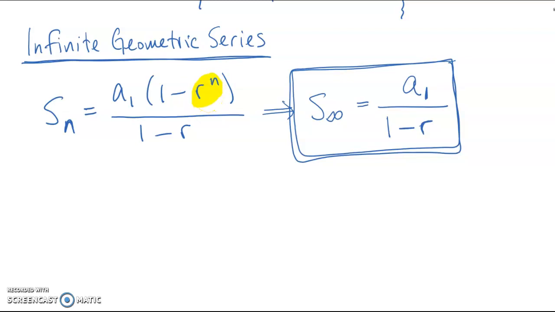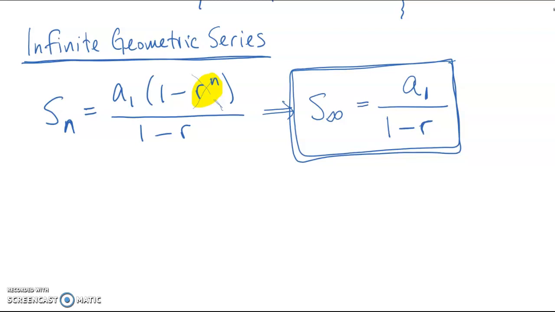Think about why that is. If r is 1/2, or any number smaller than 1, powers of that smaller number are going to get smaller and smaller and smaller, all the way towards 0. And what happens is that if this part basically becomes 0, well then 1 minus 0 is 1, and then we have our formula on the right side.